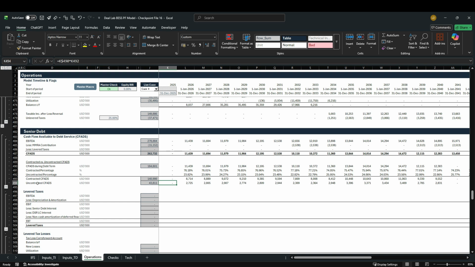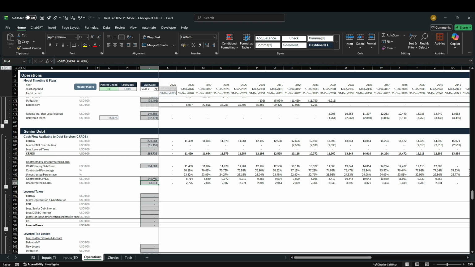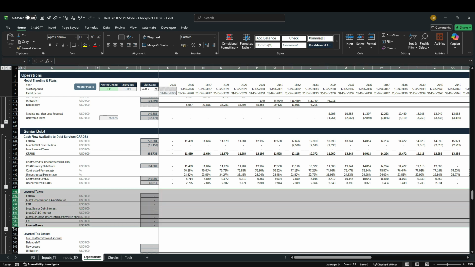And we can see that we have contracted CFADS of 141 million roughly and 44 million of uncontracted CFADS. And in total, that gives us our total 184.8 million in CFADS during our debt term. And these CFADS we'll use to later on structure our total debt volume in accordance with two different target DSCRs. One target DSCR for contracted CFADS and one target DSCR for uncontracted CFADS. And in the next lesson, we will model our levered taxes. Because once debt is in the capital structure, interest and the related items change taxable income. And we need that in place before we move into the debt sizing.